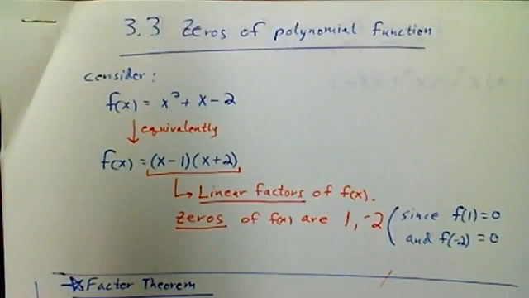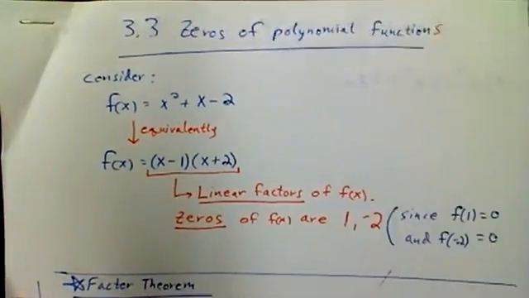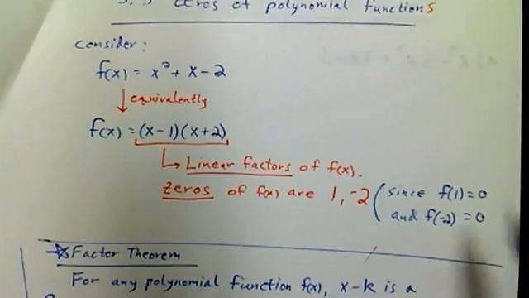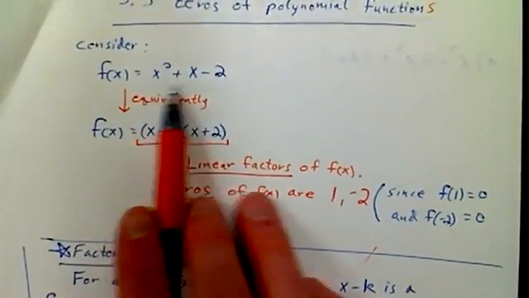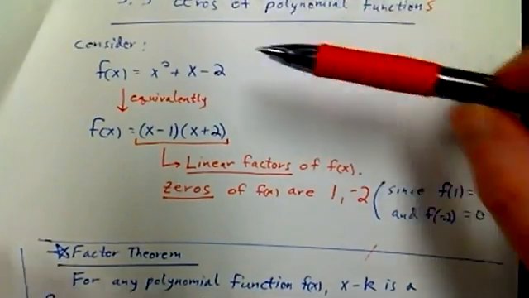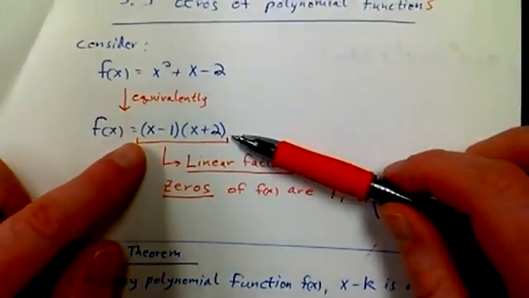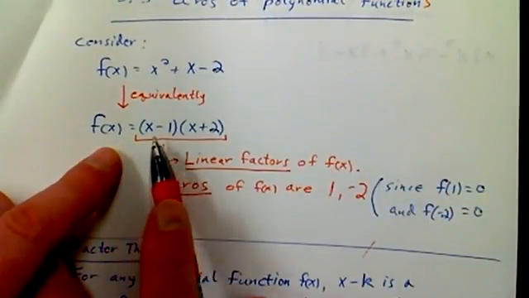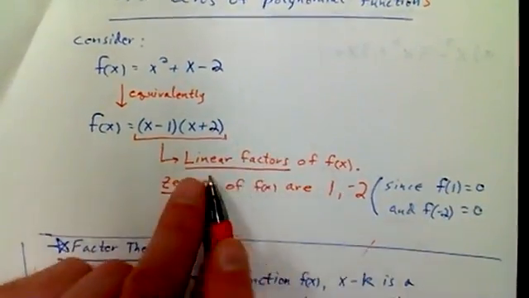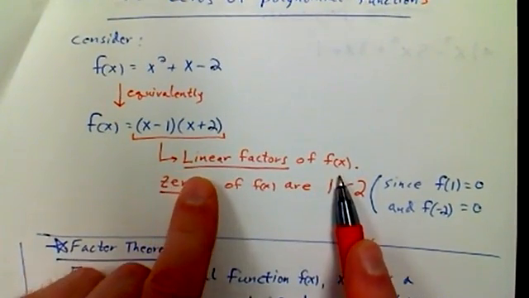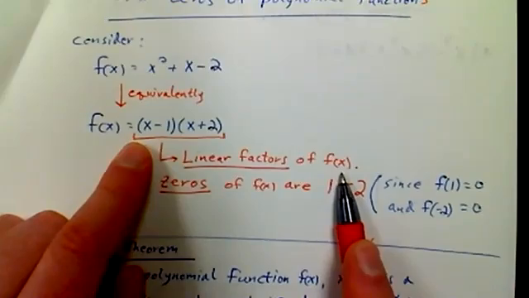Hey guys, 3.3 zeros of polynomial functions. Okay, so to get the idea behind this, let's consider this function, f of x equals x squared plus x minus 2. Now, equivalently, of course, I can write it in its fully factored form. Okay, now what I have here, x minus 1 times x plus 2, these are linear factors of f of x. That's the first main thing we want to be familiar with. These are linear factors.